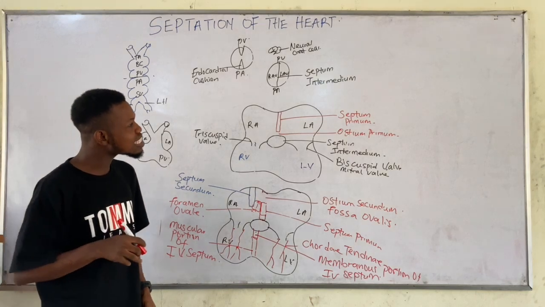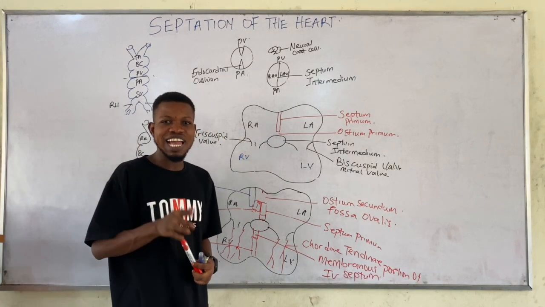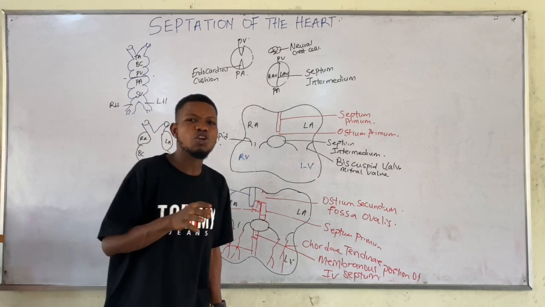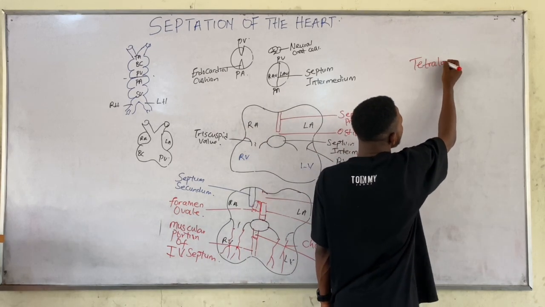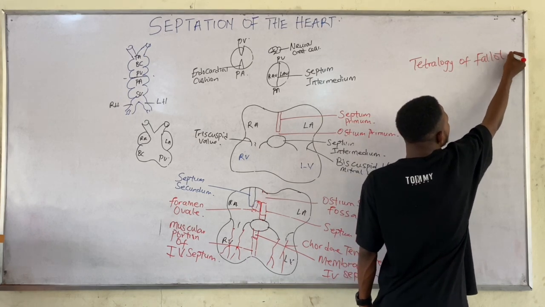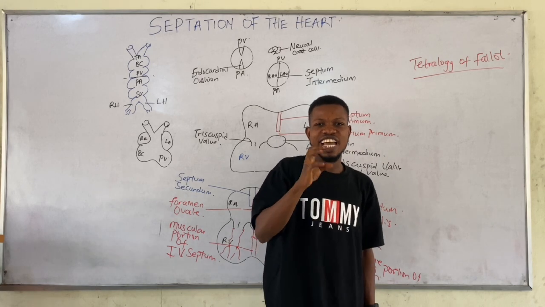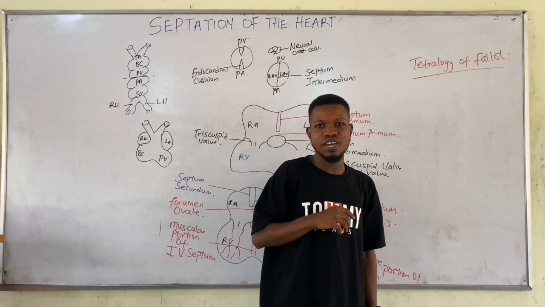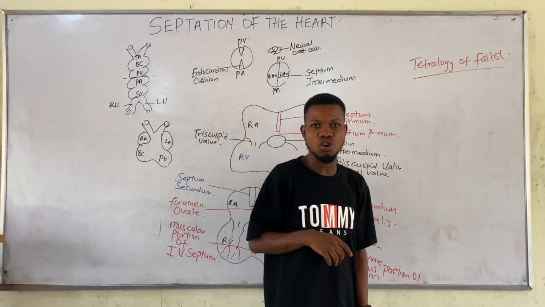Now, the last thing I want to give you here is the congenital anomaly associated with the septation of the heart. There's something we call tetralogy of Fallot. The tetralogy of Fallot is a congenital heart defect. Do you get? There are 4 congenital heart defects that occur when the heart is developing. That is what we call the tetralogy of Fallot.